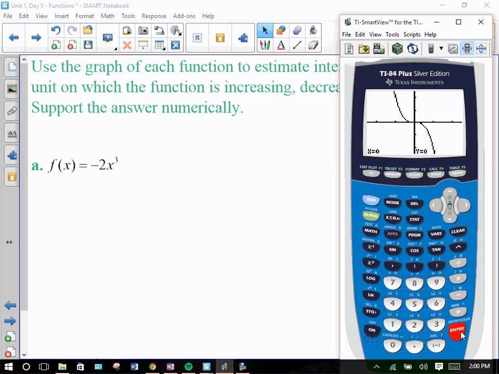But reading it from left to right, if I'm driving the car on this graph, am I going uphill or downhill the entire time? Downhill. So is this function ever increasing? No. So I don't need to write anything about it increasing. It is decreasing over the interval from negative infinity to positive infinity.